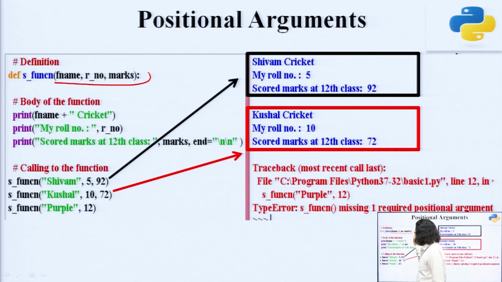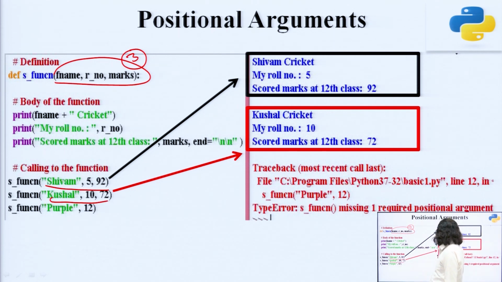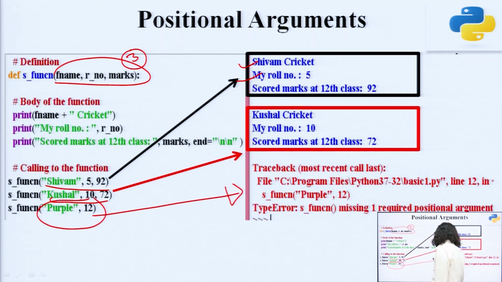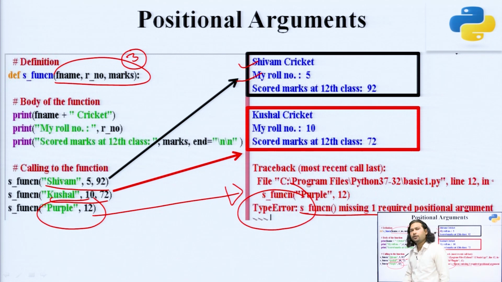Now, in this function we have the 3 inputs, and when we are calling the function you can see that here we have the 3 pieces of information, that is why it is running. But what if some parameters are missing? Here you can see it is the type error and it directly says the function is missing one required positional argument.